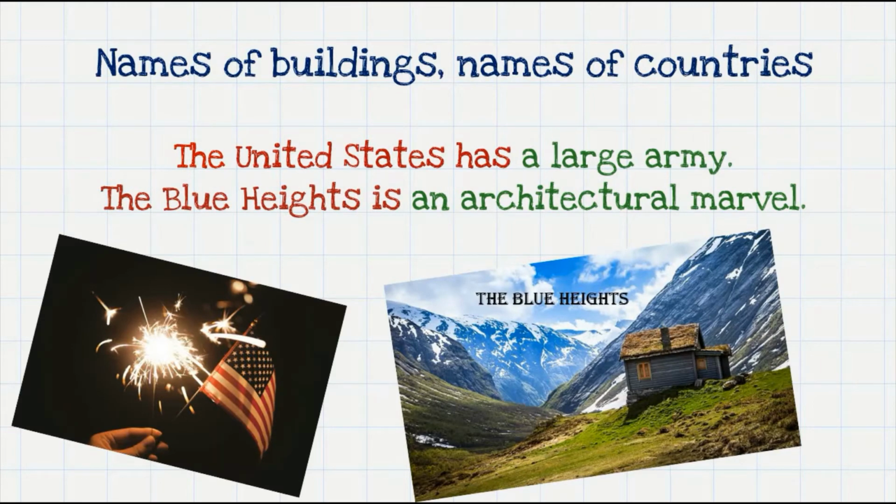Names of buildings and names of countries are also singular. The United States, the Maldives, the West Indies, all of them take on a singular verb. The United States has a large army, and not have a large army. The Blue Heights, it's the name of a building and therefore it takes on a singular verb, is.